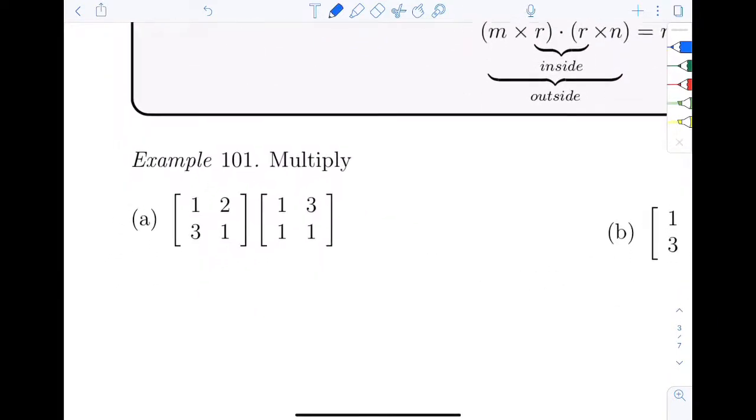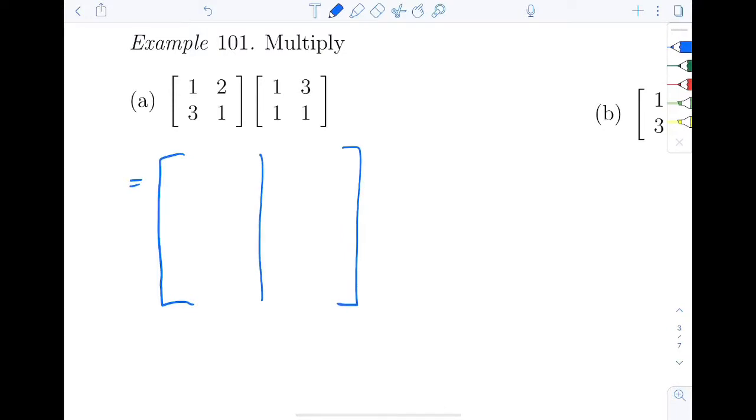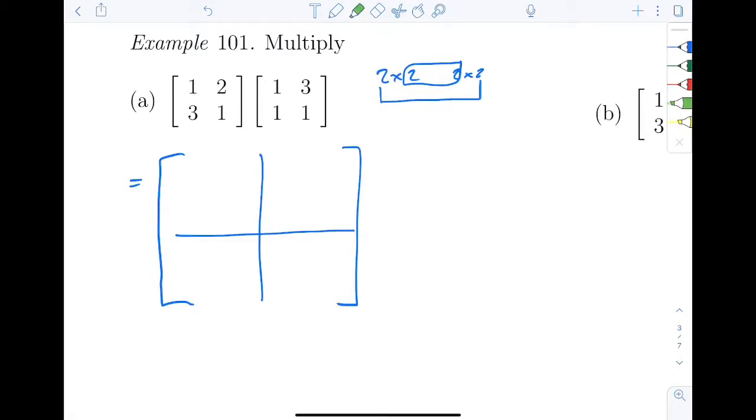And let's try this. Let's go kind of slow through the first one, and I will show more work than I ordinarily do. So this is a 2 by 2 times a 2 by 2, which means that we are allowed to multiply, because these two are the same, and then the result will be a 2 by 2. All right, so in each of these coordinates now, in the first row, first column, I'm going to take the dot product of the first row with the first column. So I get 1 times 1 plus 2 times 1. And that's it. That's the first spot.